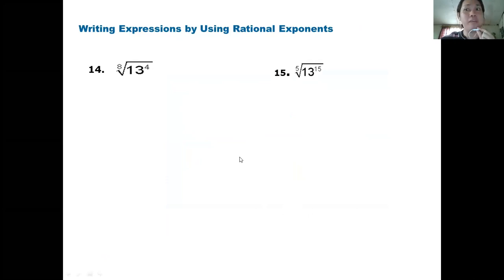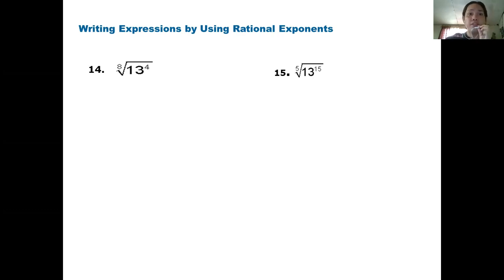Our topic is all about writing expressions by using rational exponents. In one of our previous videos that I uploaded on my YouTube channel, we talked about rational exponents and radicals. How can we use the concept of rational exponents in solving or evaluating radical expressions? This is our main focus for today's video discussion.